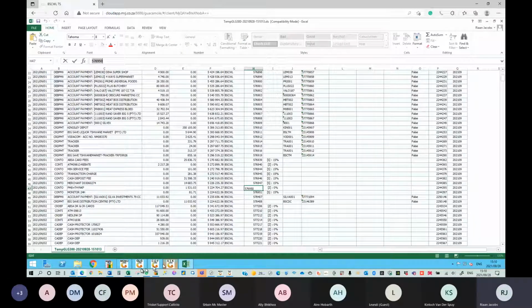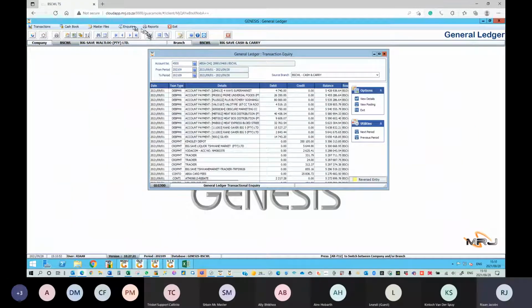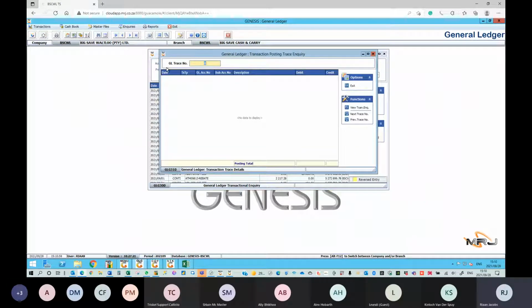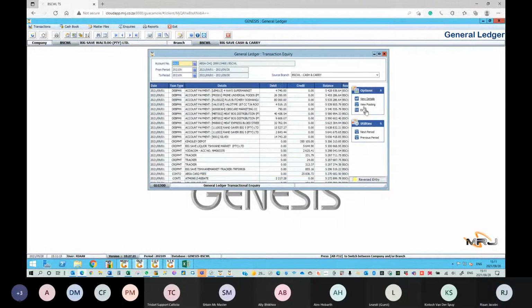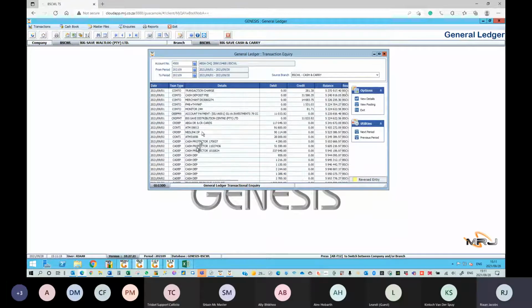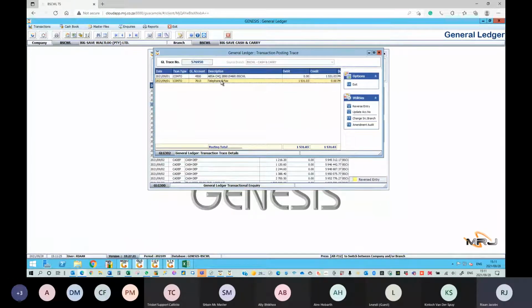go back to Genesis. The other option under inquiries is a trace number. So now I go in here and say, here's the trace number that I'm worried about. I can see, just from this bank account, that was a telephone and faxing, that money was paid out. Another option is if I'm on this or something similar, the same account, I want to see what that was for, and I can say view the postings, and it'll show me the same story, the same trace number. Just different ways of seeing it.